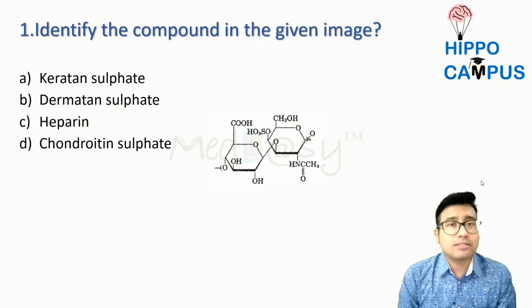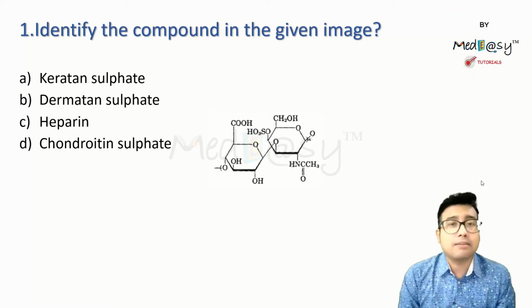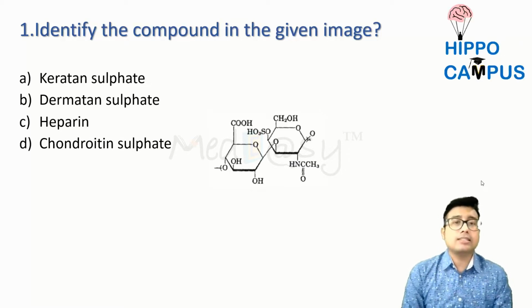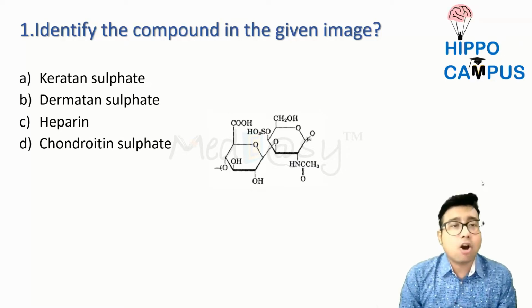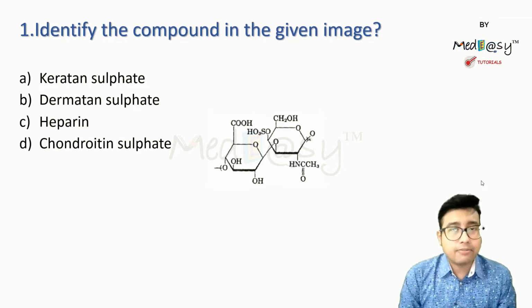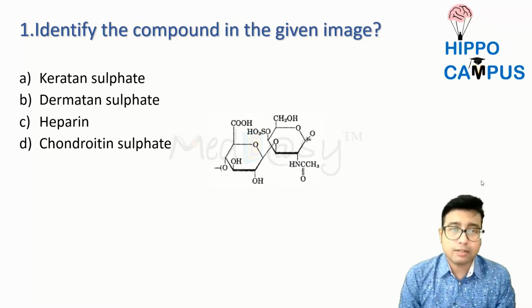All in all, there were 9 questions in biochemistry, so I'll get right to the point. The first question from biochemistry was: identify the compound given in the image. So it was an image based question. You can see the image over here, and the options were keratan sulfate, dermatan sulfate, heparin and chondroitin sulfate.